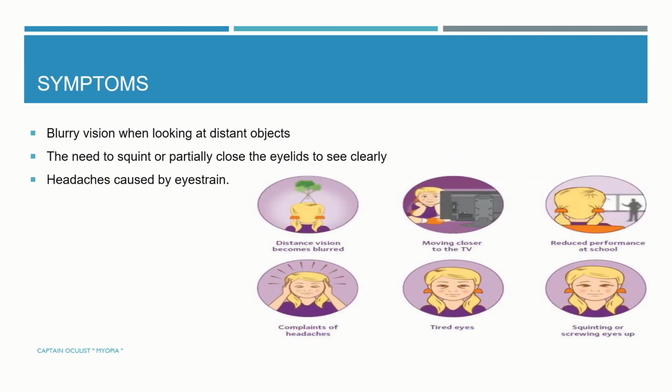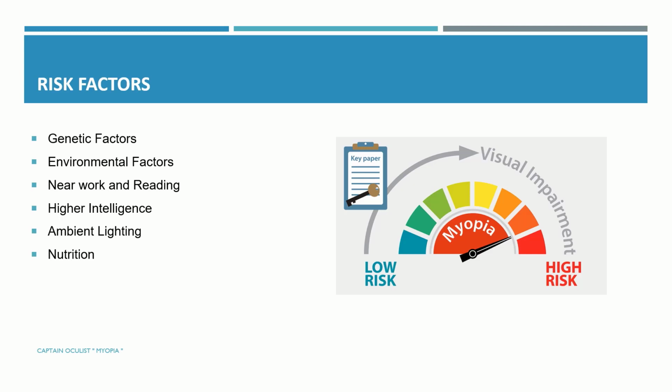Now let's talk about the symptoms. Here you can see the girl is not able to see the tree; it is quite blurred to her. Another thing is that she moves closer to the TV in order to see things clearly. Then she is not able to perform well at school because she cannot see perfectly what the teacher is saying and writing. Also she complains about headache. She has tired eyes, and she squints her eyes in order to see things clearly, because squinting produces a pinhole phenomenon.